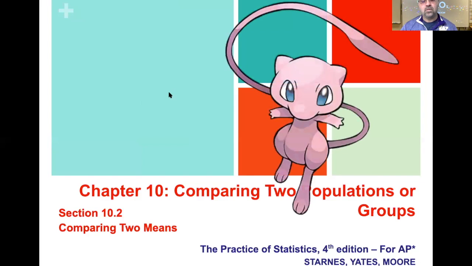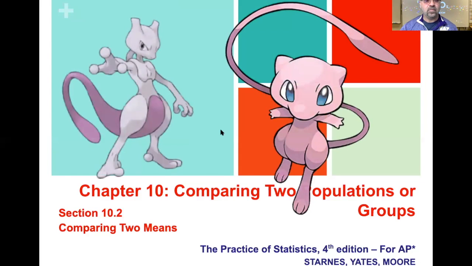With two means, our two friends have to make their appearance. Here's Mew, the Pokemon Mew. We could call that mu1 if you want. And then, of course, Mewtwo has to make his appearance here today, too. So those are the two Pokemon. One of them shares the name of the mean for the second group.